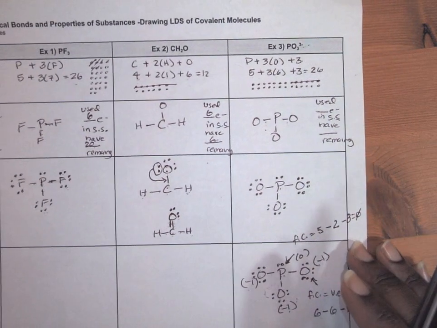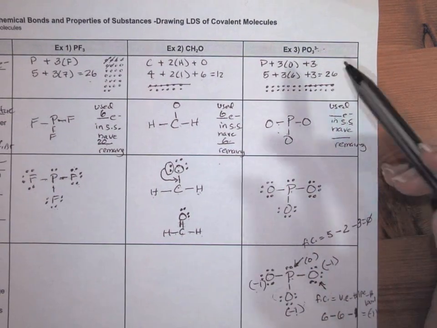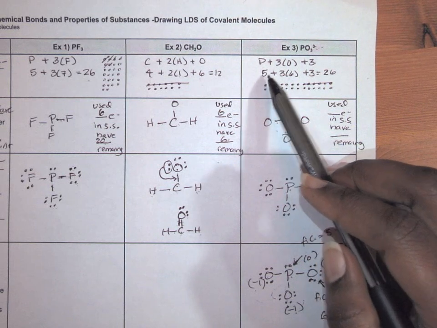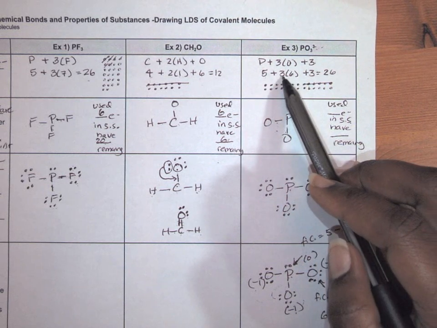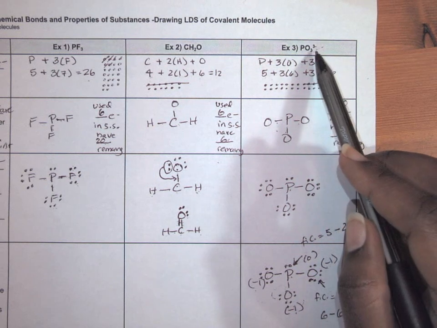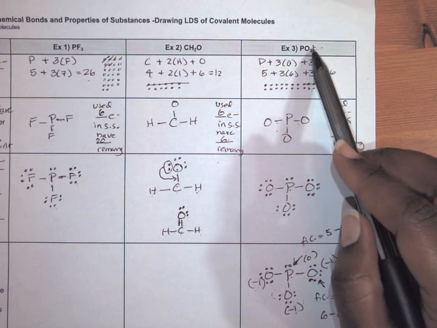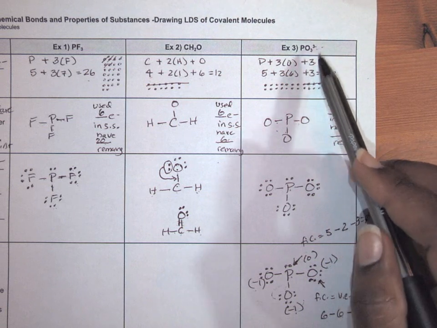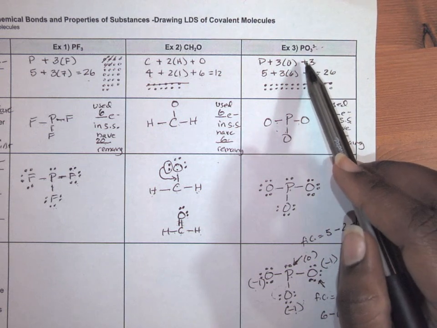Last example is phosphite. Phosphite is a polyatomic ion. Phosphorus is in group 15. It has 5 valence electrons. Oxygen is in group 16. It has 6, and there are 3 of them, so 3 times 6. And because phosphite has a -3 charge, that means that it has 3 additional electrons. So we have to add 3.